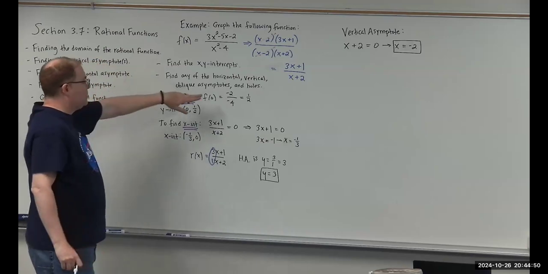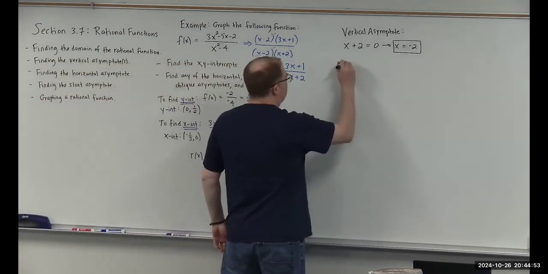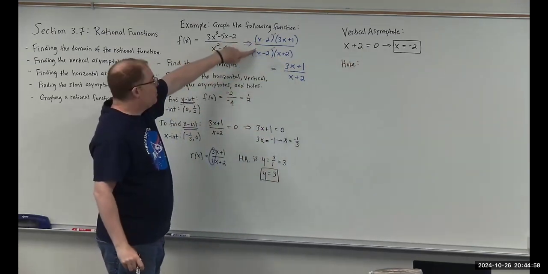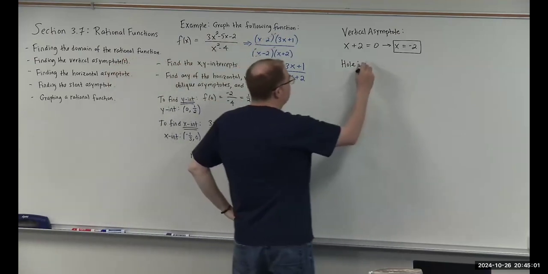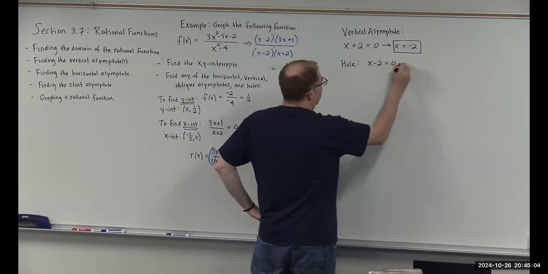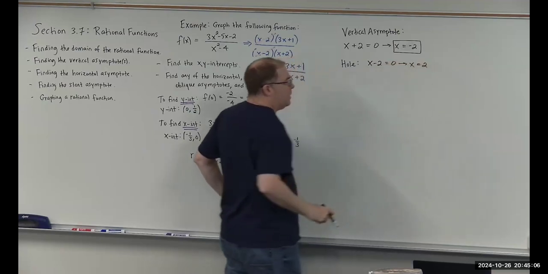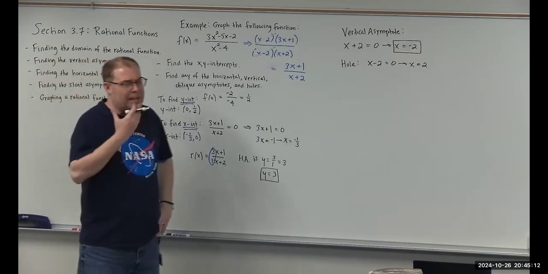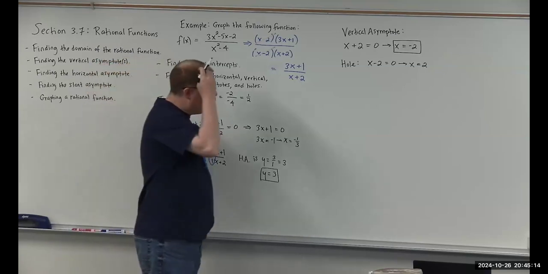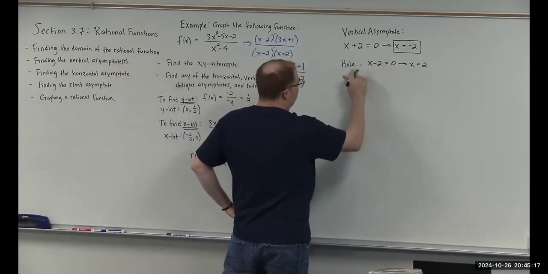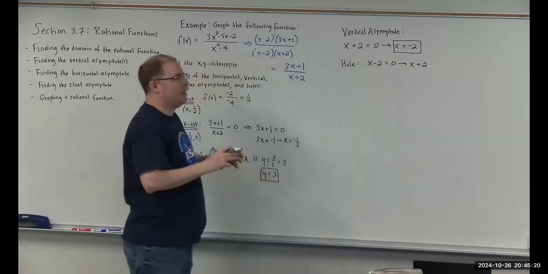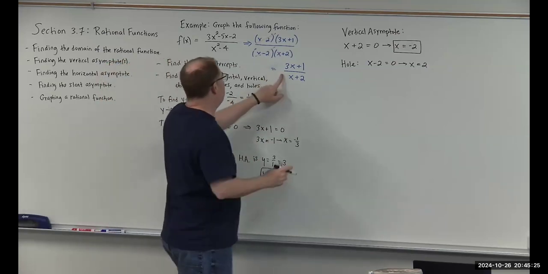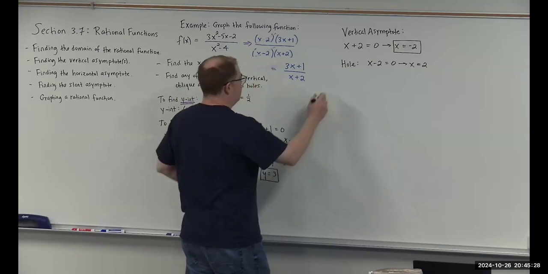All right, the next thing is the hole. You look at the term that was canceled out and set that equal to zero, and that gives you the location of the hole, or what I like to call the ghost point. So x equals two. Then we want to figure out the coordinate, so we plug two back into here. We use this one.